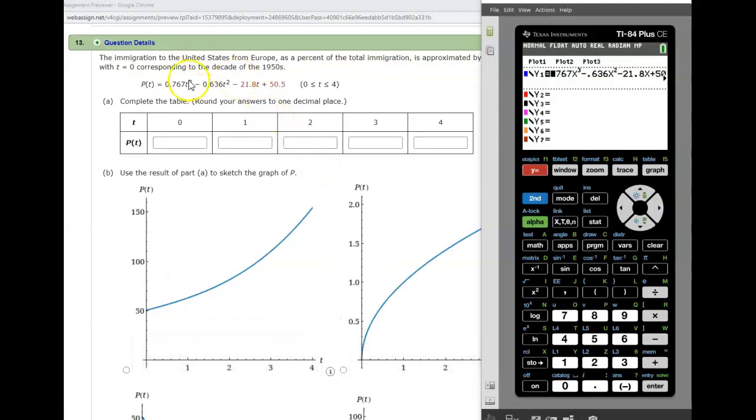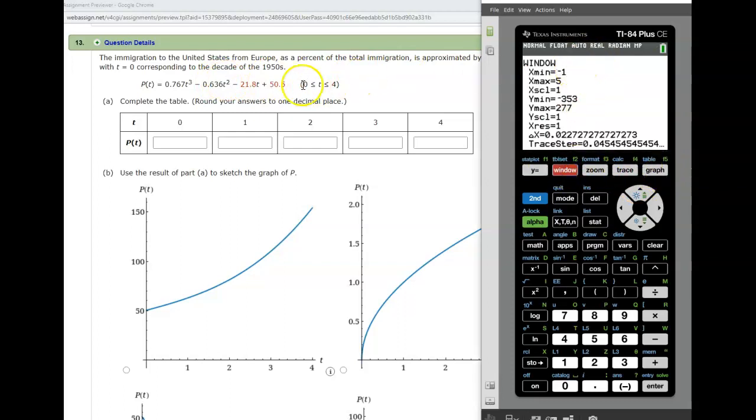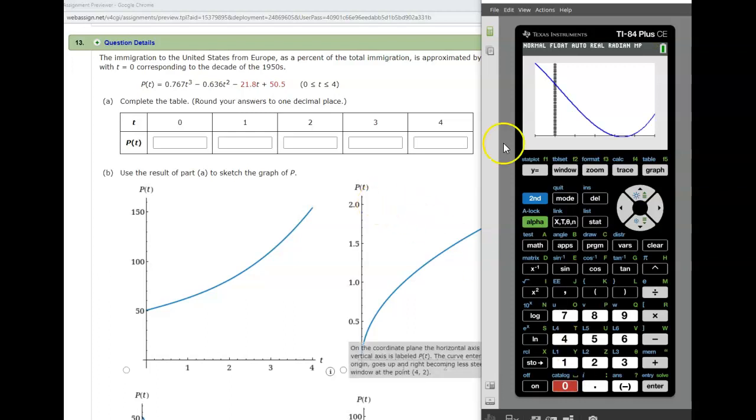Number 13, they also want the graph. So it's a lot like the previous problem, but they want you to be able to look at the graph here. So let's put the graph in, and I'm going to set my window to be from -1 to 5, and then do a zoom 0. You can see what my graph looks like.